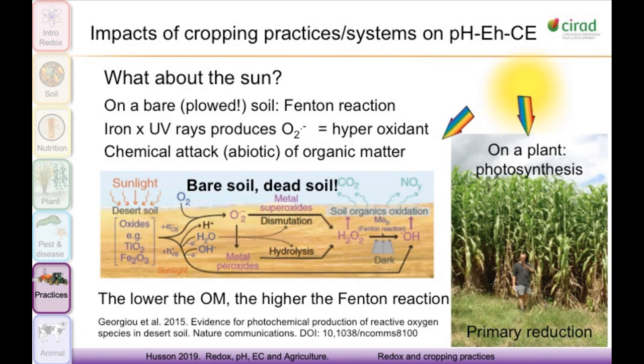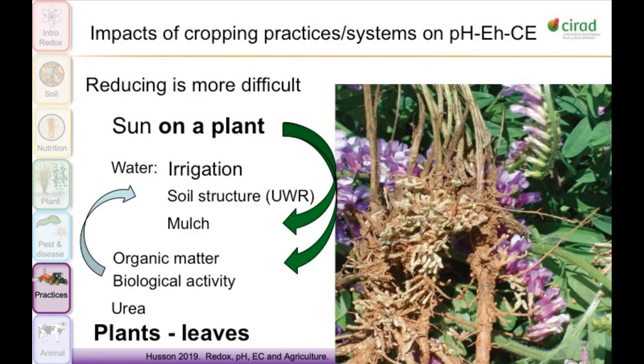The energetic budget is easy to do. This is a disaster. This is how to improve the soil. We say bare soil, dead soil. We have the sun on a plant, we have water. We need a good soil structure. We need a mulch, organic matter, biological activity.